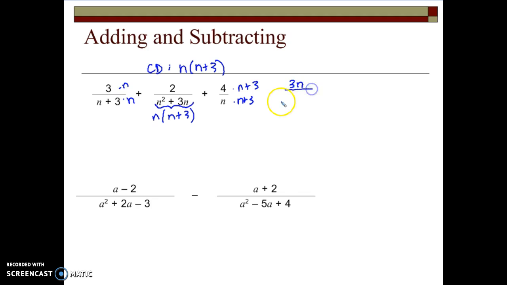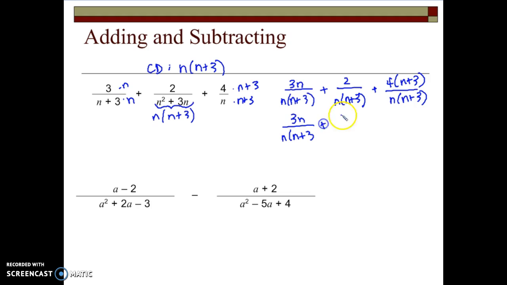So we have 3n over n times n plus 3. Plus, the middle one stays the same, don't have to multiply by anything. Plus 4 times n plus 3. All right, 3n stays the same. 2 stays the same. And then 4 times n plus 3 is 4n plus 12.